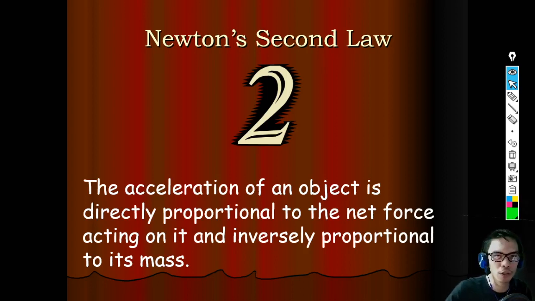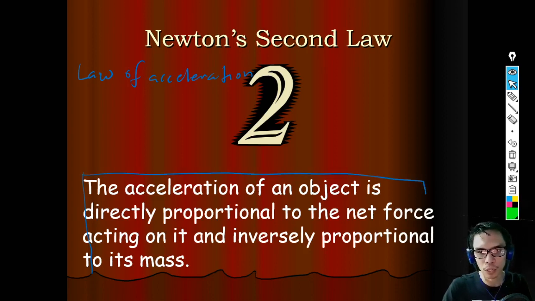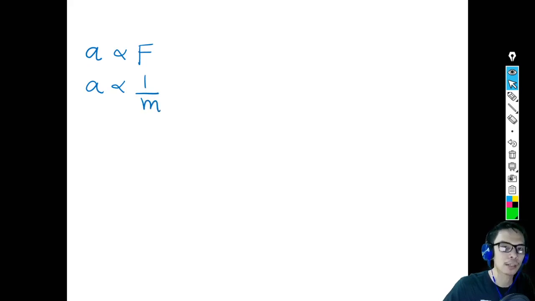Next, we have here the second law of motion, also known as the law of acceleration. This law tells us that the acceleration of an object is directly proportional to the net force acting on it and inversely proportional to its mass. If we put this statement into an equation, it will look like this. Acceleration is directly proportional to force, and acceleration is inversely proportional to mass.